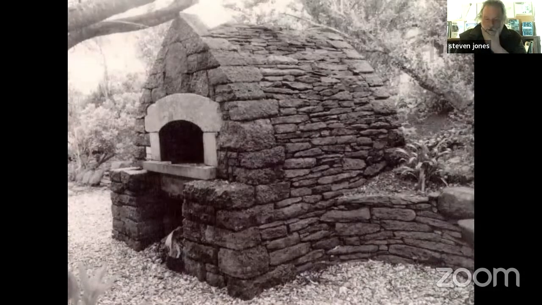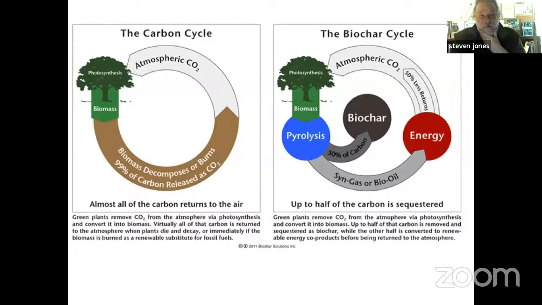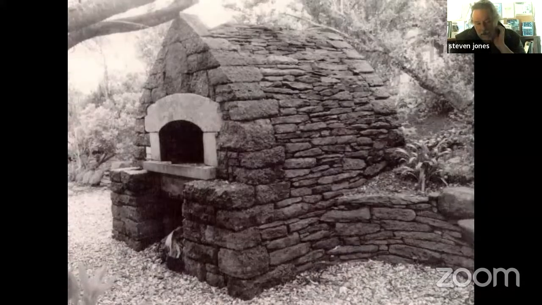I'm going to talk a little bit about combustion, about how we burn wood. This is a traditional oven built out of very heavy stone, and this is designed to catch and store the heat of the combustion of the wood.